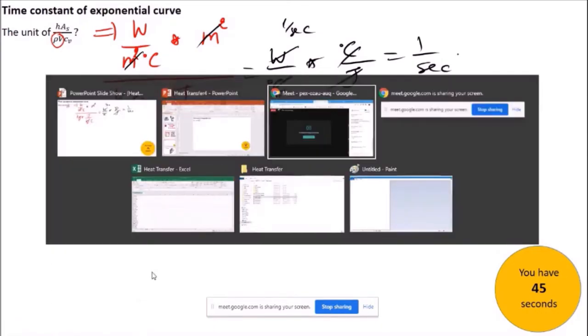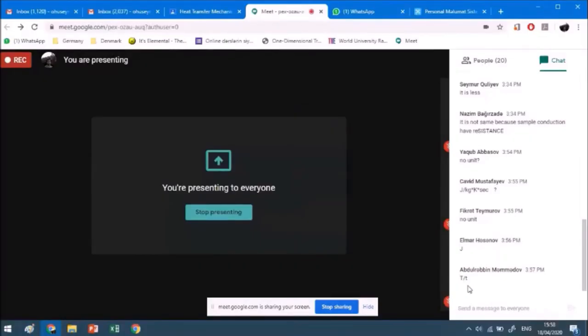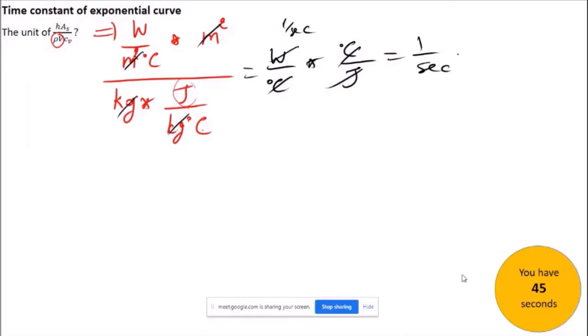Let's see if there are new answers. T by T. So what is T by T? T is temperature. Yes, delta temperature over second. I made a mistake somewhere. Yes, delta degree Celsius should cancel out. Okay, this is 1 per second. So this is the unit of, let me see if I have another slide here. Yes, good. I have one more slide.